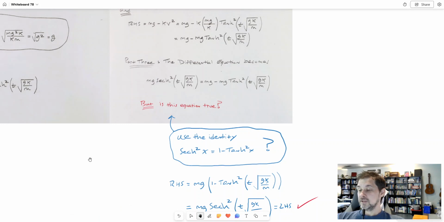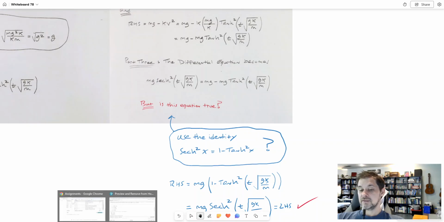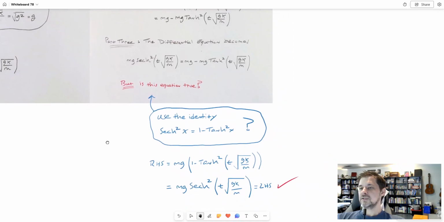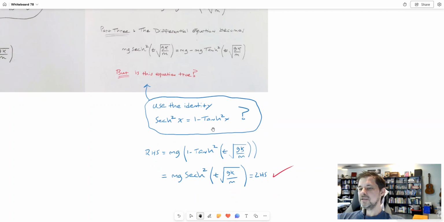Hyperbolic functions have a lot of identities, like trig functions. Okay, so one of the identities, and there are many, but one of them is that hyperbolic secant squared of x is 1 minus hyperbolic tangent squared of x. And I think that's the key to showing that this equation is true and that the left-hand side is equal to the right-hand side. Okay, so let's get to work on it. Let's take this identity as being true.